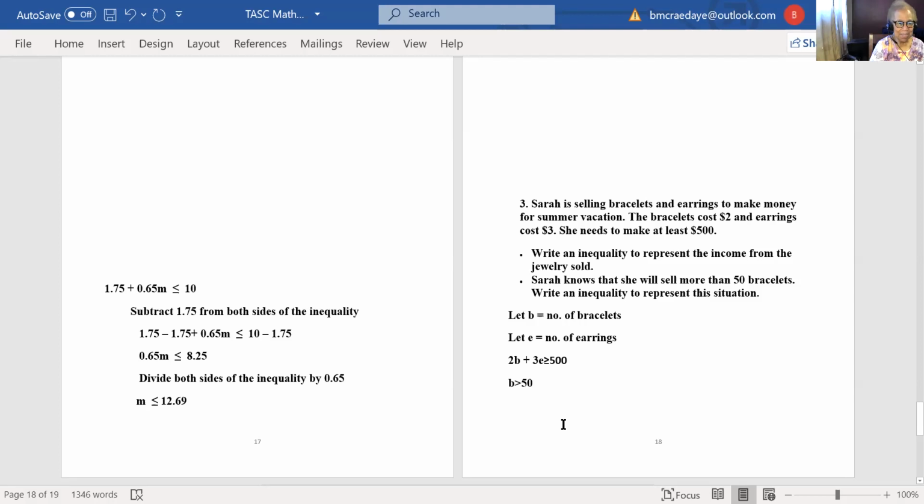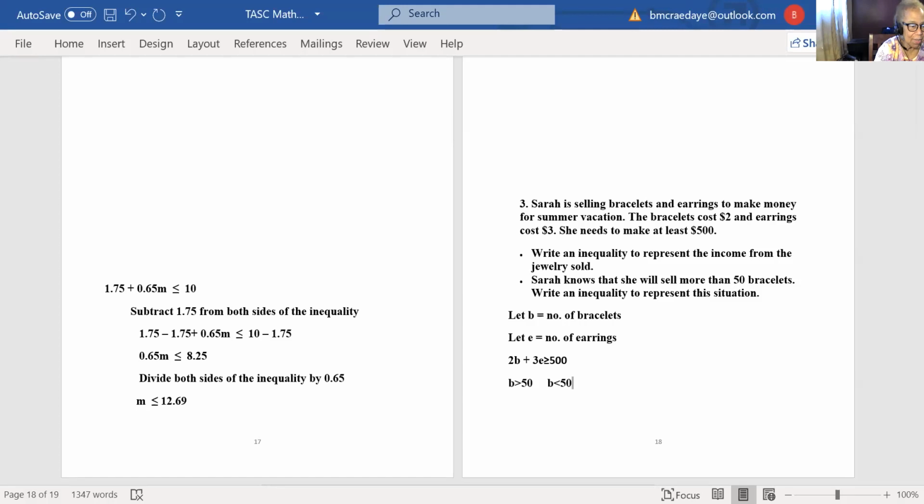More than is the greater than symbol. B represents bracelets. She'll sell more than 50, so that's B greater than 50. If it says she'll sell less than 50, it would be B less than 50. If it were greater than or equal, then of course the symbol would be B greater than or equal to 50. Any questions? No. Okay. So now we have some more inequalities we'll do before we get to our algebra.